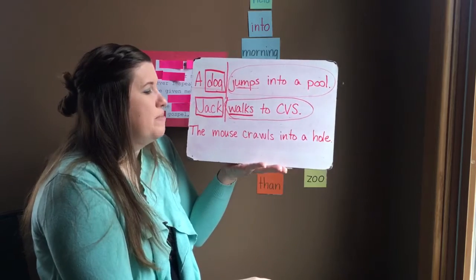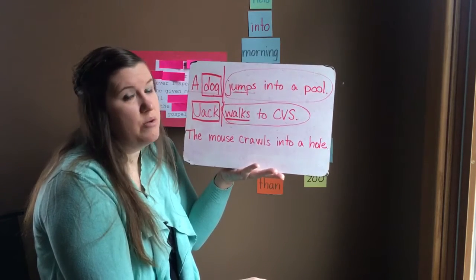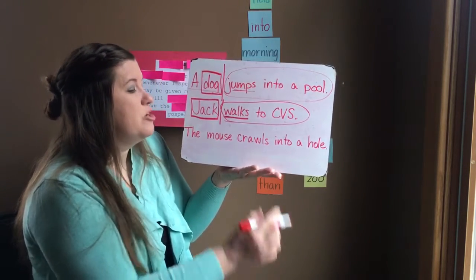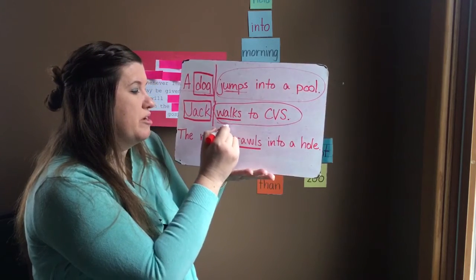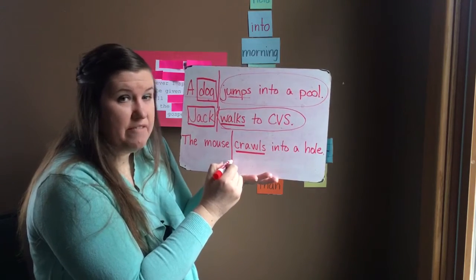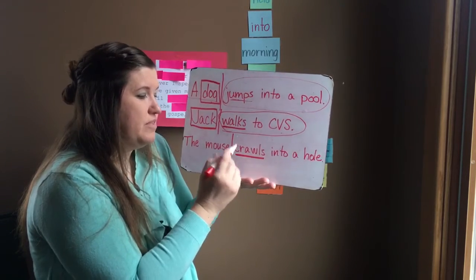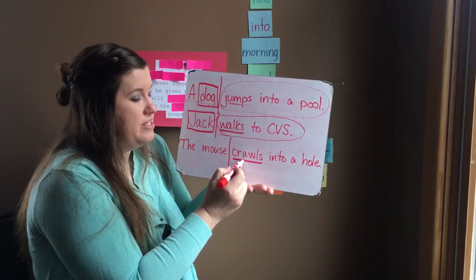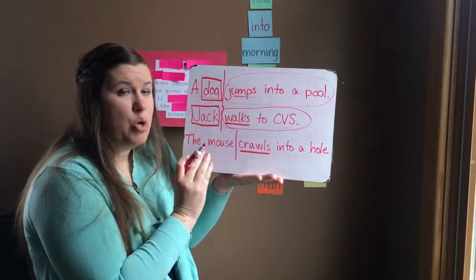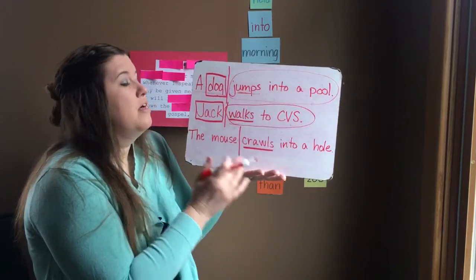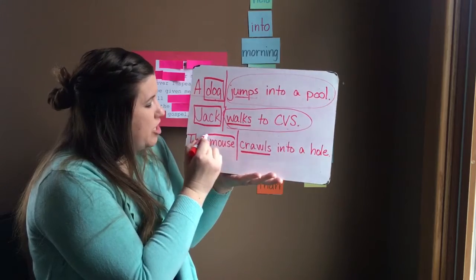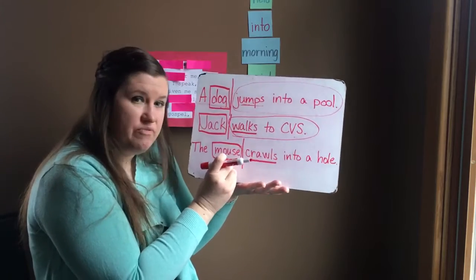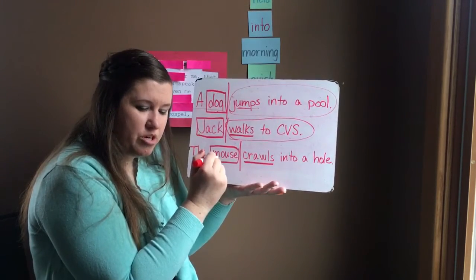Let's look at the bottom one. The mouse crawls into a hole. Where are we going to divide that? Right, at the verb. Where's the verb? Crawls is the verb. So we're going to put our line right in front of the verb, our dividing line. So now we know the subject part is on this side and the predicate part is on this side, and this is the action word. Now we need to find out who crawls into the hole. Mouse. That is the subject. The mouse would be the subject part, but today we're going to practice just finding the subject. So finding that one word answer.